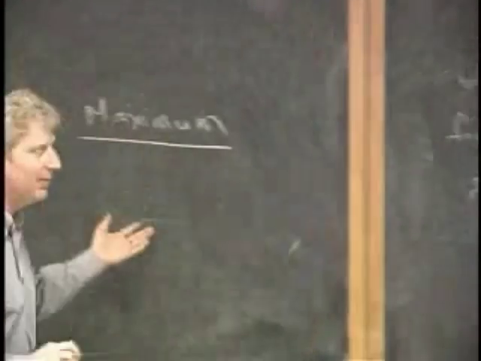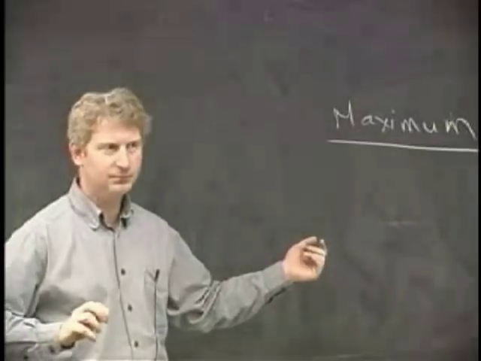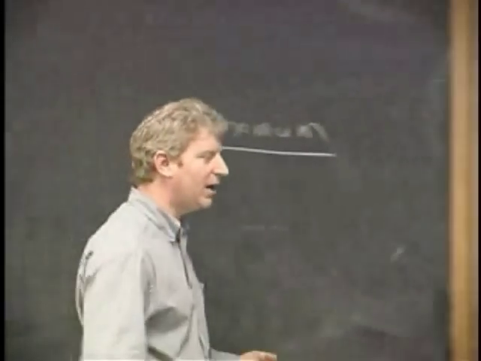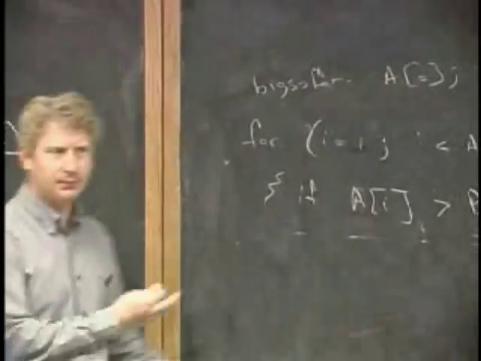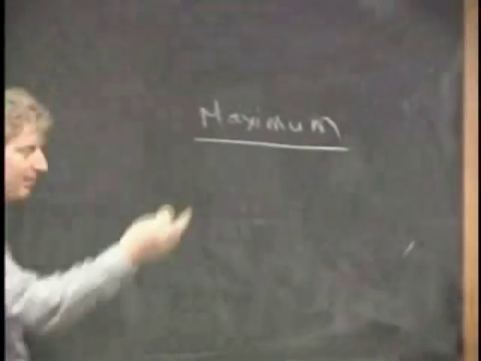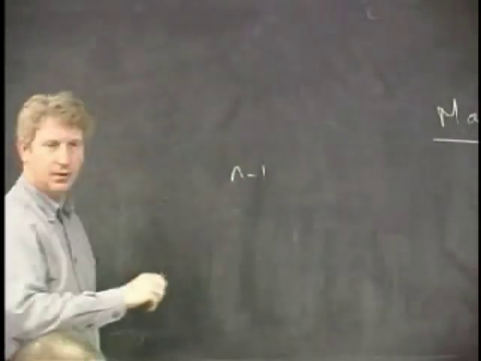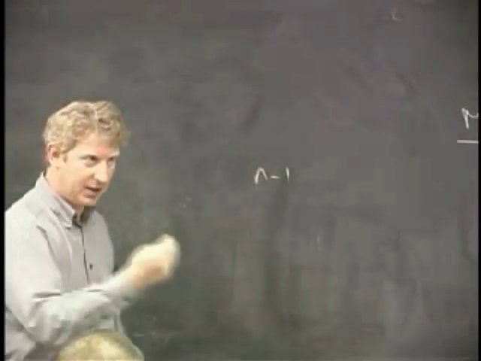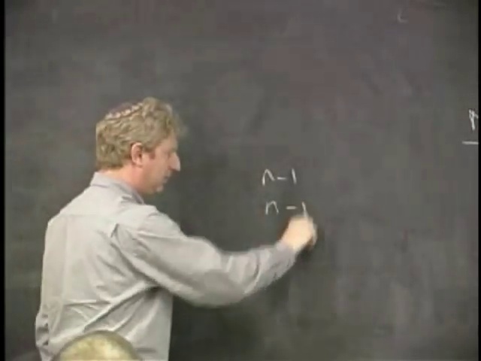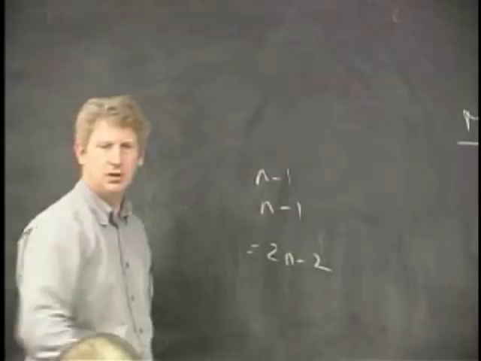If I wanted to do minimum, how many comparisons? N minus 1. What if I wanted the maximum of a list and the minimum? I could do n minus 1 for the max, and then another n minus 1 for the min. That gives 2n minus 2.